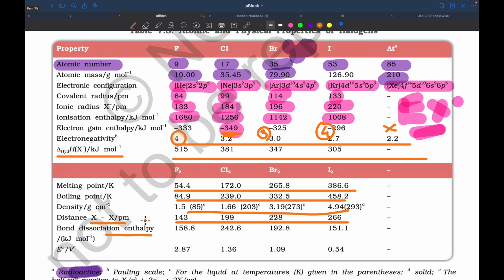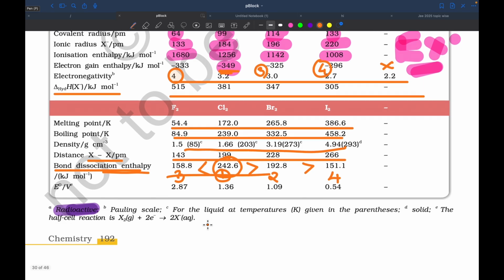but bond dissociation enthalpy and electron gain enthalpy follow the same order. You have to relate them. Electron gain enthalpy and bond dissociation enthalpy are in the same order. So here also chlorine is the highest, and this order has also changed, so we can't compare it. The highest one is chlorine, right? So first one, second one is 192. Third one is fluorine, fourth one is iodine. So this has to be remembered.